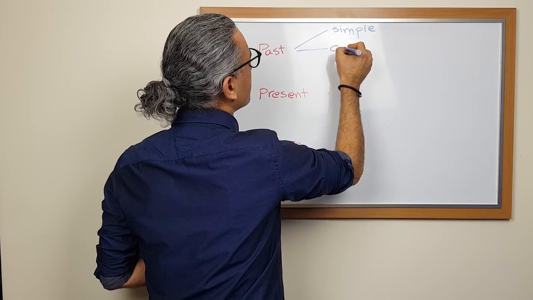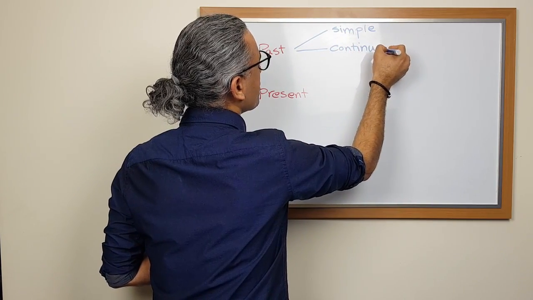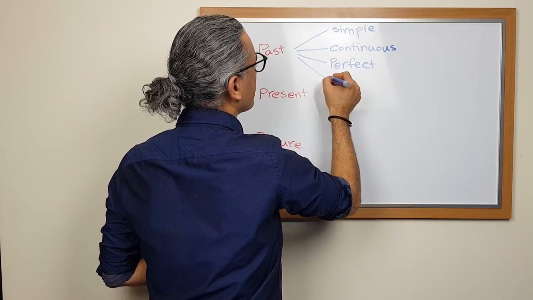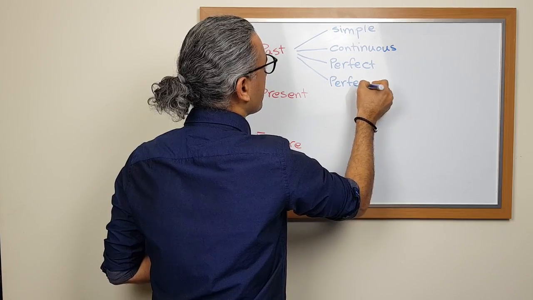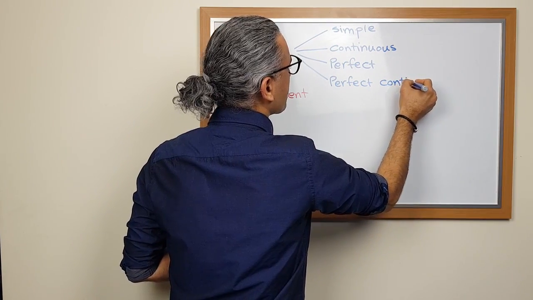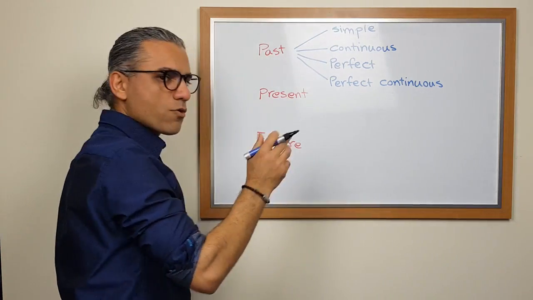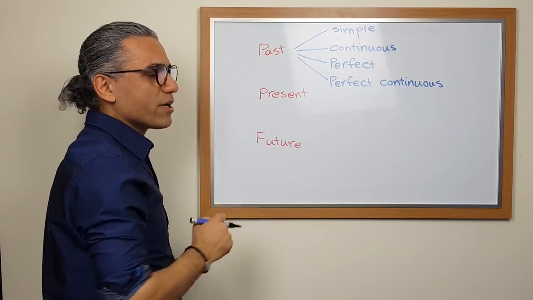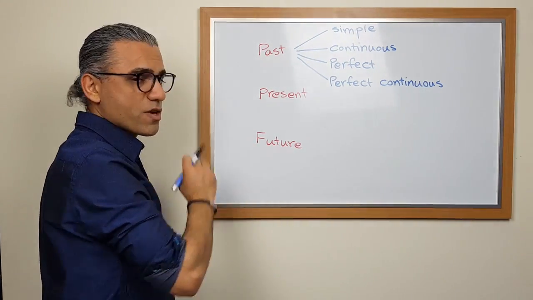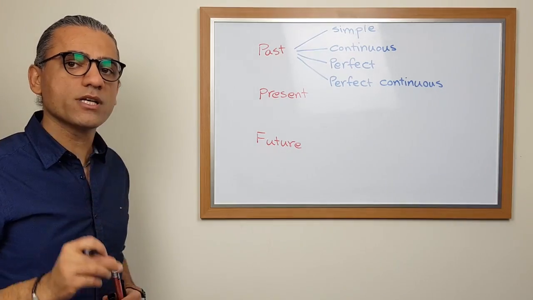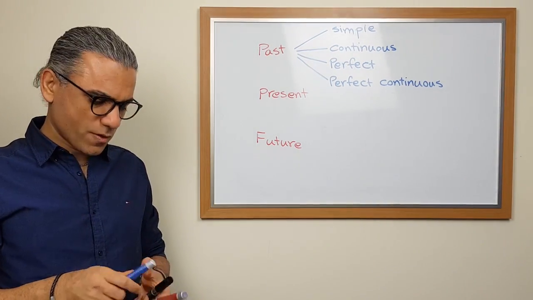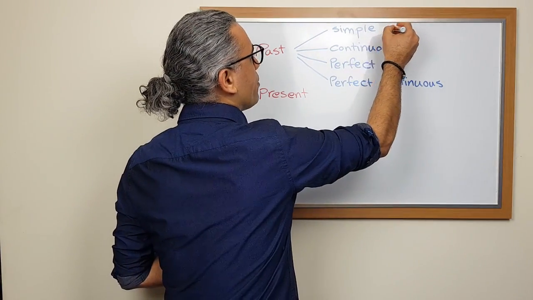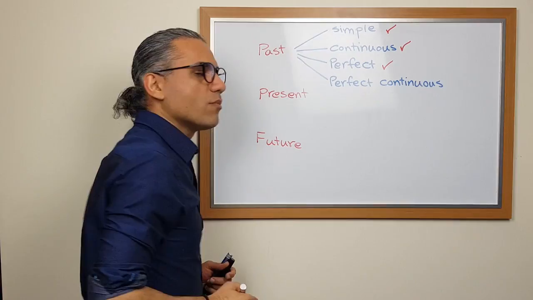simple, continuous, perfect, and perfect continuous. And also for the other tenses too. We have present simple, present continuous, present perfect, and present perfect continuous. Future simple, future continuous, future perfect, and future perfect continuous. Today we are going to talk about three tenses: past simple, past continuous, and past perfect.